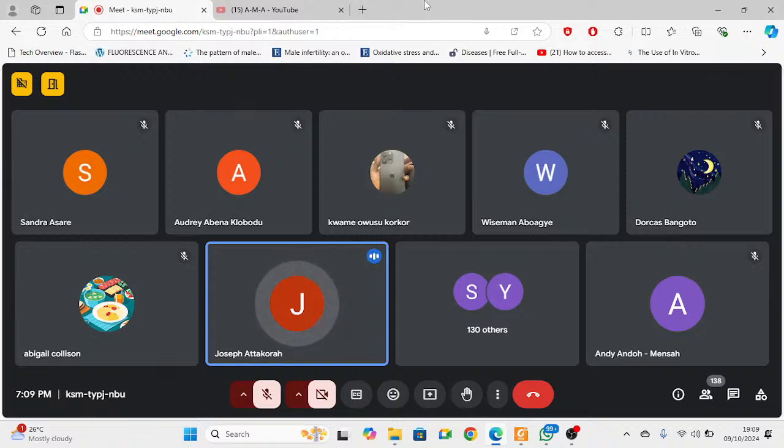Okay, so let's talk about the causes of CAD. Causes of CAD. Let me break it into three different causes of CAD.